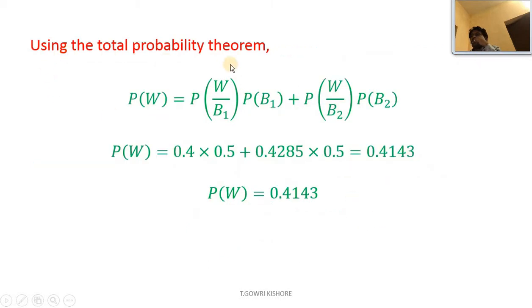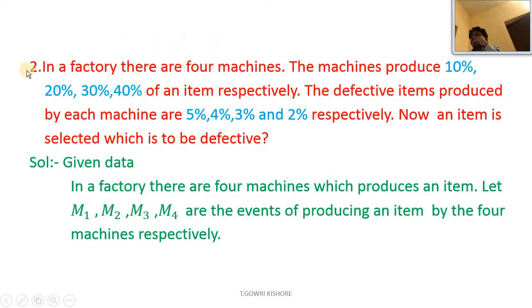So using the total probability theorem, probability of W equal to probability of W by B1 into probability of B1 plus probability of W by B2 into probability of B2. So now by substituting the values, you will finally get probability of W equal to 0.4143. So this is the probability of getting a white color ball from the two boxes. So second problem.